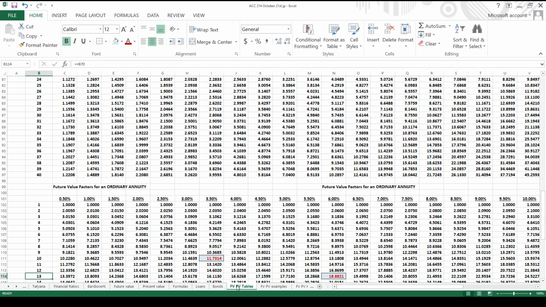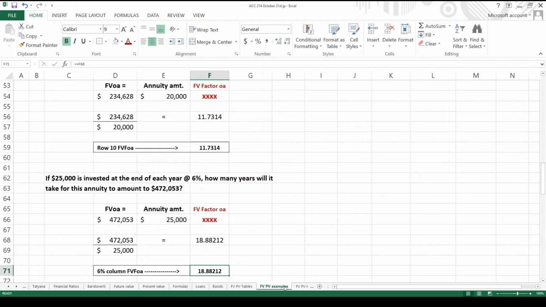So the final Jeopardy answer is 13, yeah? It will take 13 years of $25,000 payments to get to this number at 6%. Okay.